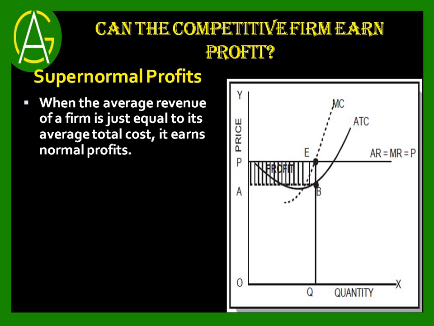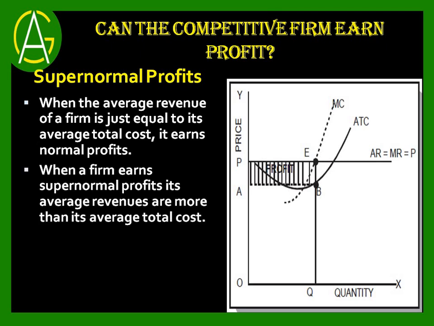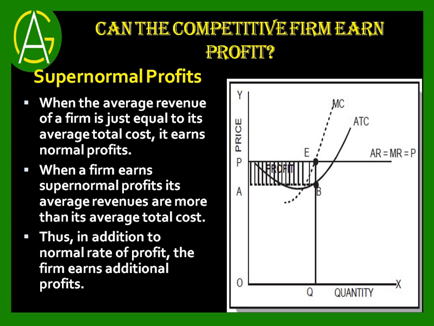When average revenue of the firm is just equal to its average cost, it is normal profit. When average revenue is equal to average cost, it is considered as a normal profit. But when firm earns supernormal profit, it means that average revenues are more than its average cost. It means that firm covers average cost, and over and above that, the firm makes revenue that is considered as supernormal profit. Thus, in addition to the normal rate of profit, the firm makes supernormal profit. That additional profit is known as supernormal profit.